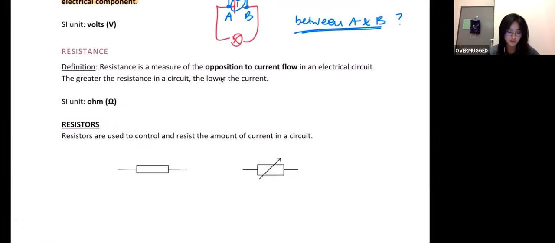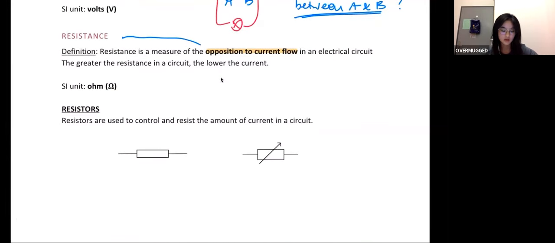Now, the last component will be resistance. That is a measure of opposition to current flow, which means resistance is always opposite to current. So when resistance goes up, current has to come down. When resistance goes down, current has to come up. So resistance and current have an inverse relationship. This is important because a lot of questions ask, what happens if I vary the resistance? How would that affect current? So you have to know that there's an inverse relationship. When resistance goes up, current will go down.